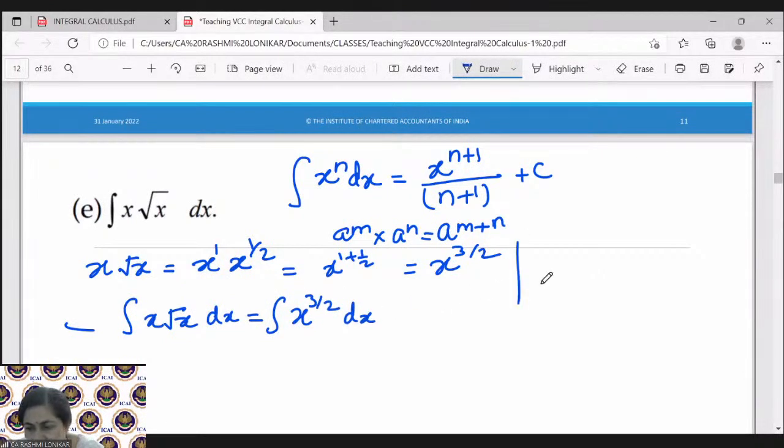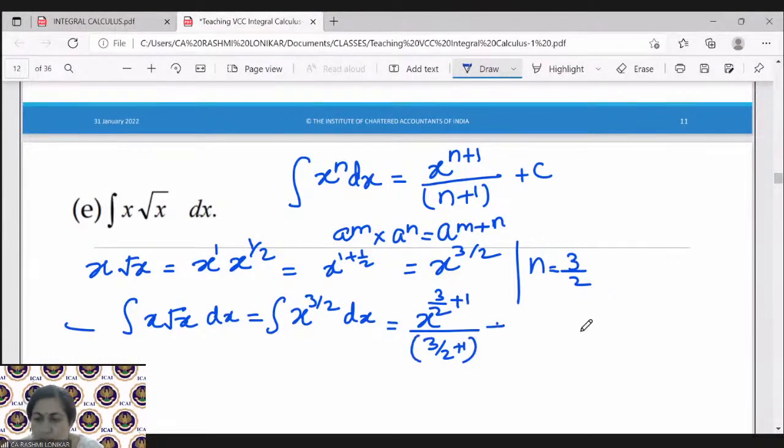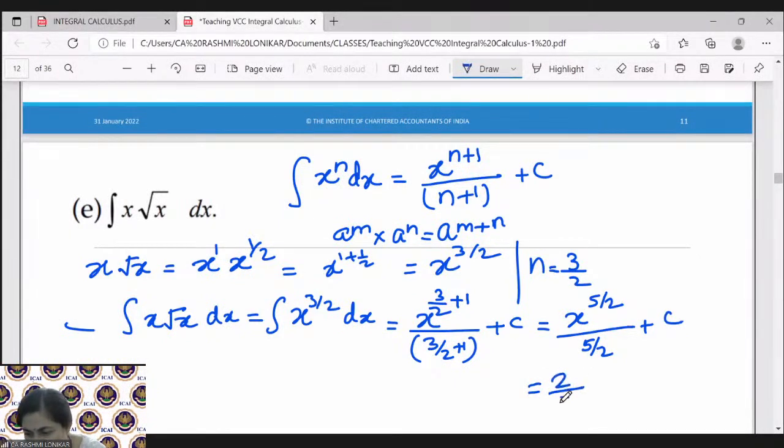Now, what is my n here? n will be equal to 3 by 2. So this will become x raised to 3 by 2 plus 1 upon 3 by 2 plus 1 plus c. This is equal to x raised to, 3 by 2 plus 1 is what? 5 by 2. x raised to 5 by 2 upon 5 by 2 plus c. Which is equal to, the fraction in the denominator will flip. So I will have 2 by 5 x raised to 5 by 2 plus c as my answer. Okay.